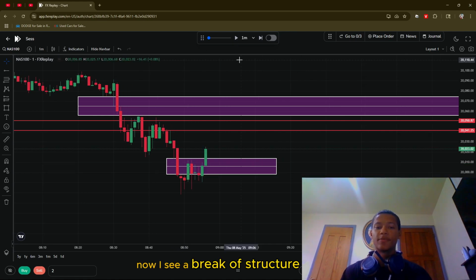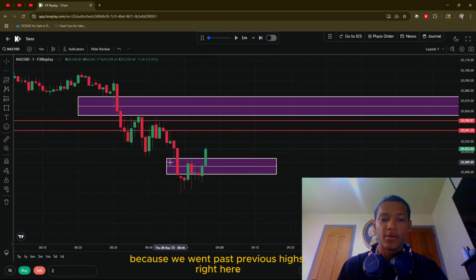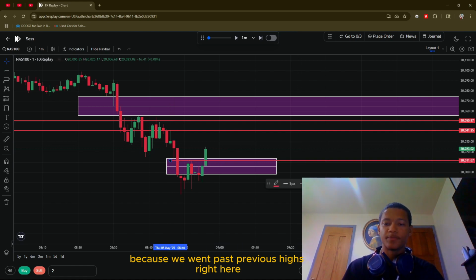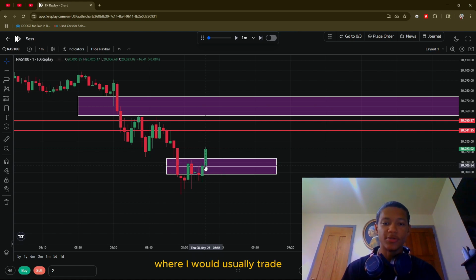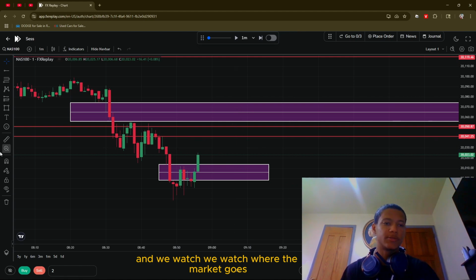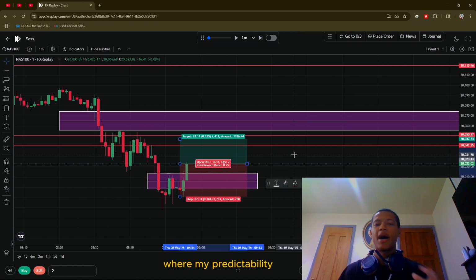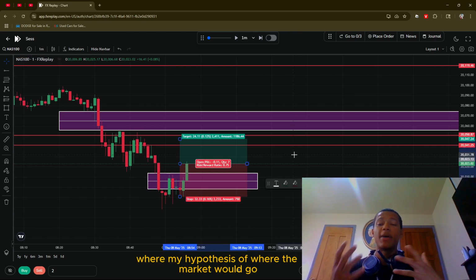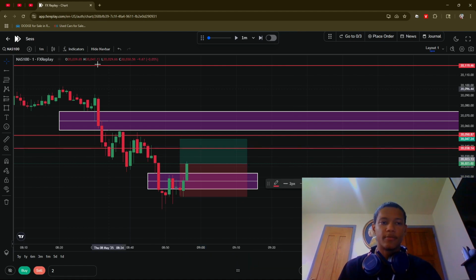Now I see a break of structure. Break of structure towards the uptrend because we went past previous highs right here. So this is where I typically would enter in a buy because we're in the time frame where I would usually trade, and we watch where the market goes. So I'm going to place a long position here, place my stop loss right underneath where my hypothesis of where the market would go is denied.